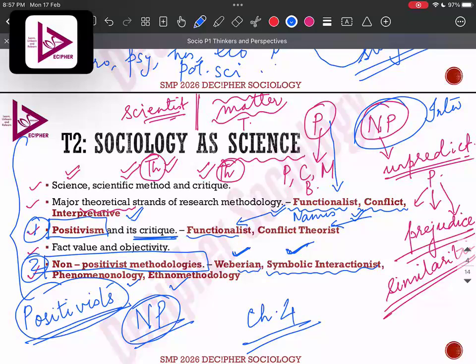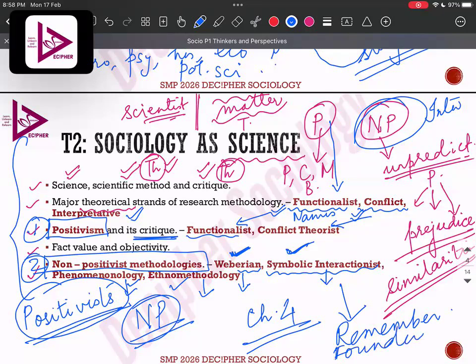For example, I know that Weber is known as an interpretivist. Then we have schools of thought known as symbolic interactionist, phenomenologist, ethnomethodologist. These are the different theories that you have to remember. You should also know the founder of each theory. Naturally, Weber. For symbolic interactionism, Mead is important. Similarly, for phenomenology and ethnomethodology, we have a few thinkers.